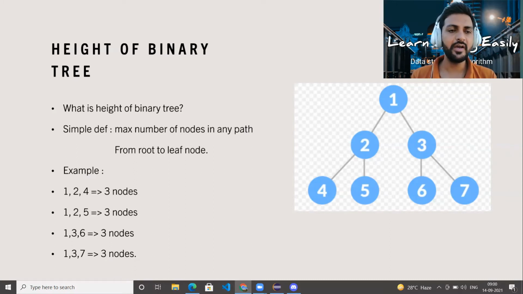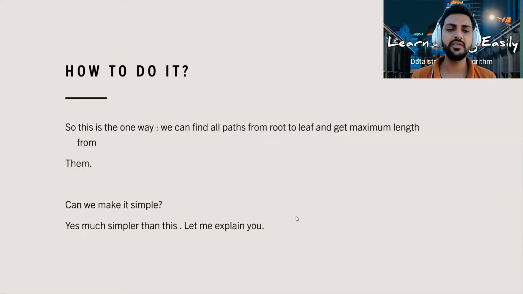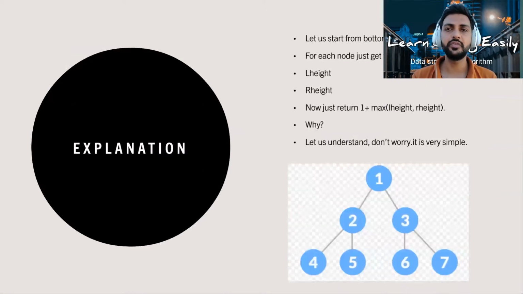So the way we have understood it, we can do the same thing. You will start counting the length from root to leaf, and once you reach the leaf node, just take the maximum of that. Right? This way we can do it. And can we make it simple? Instead of that, can we make it simple? Yeah, we can make it simple. Let me explain that, one second.